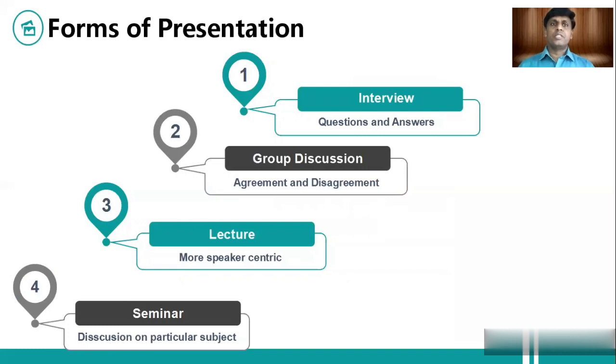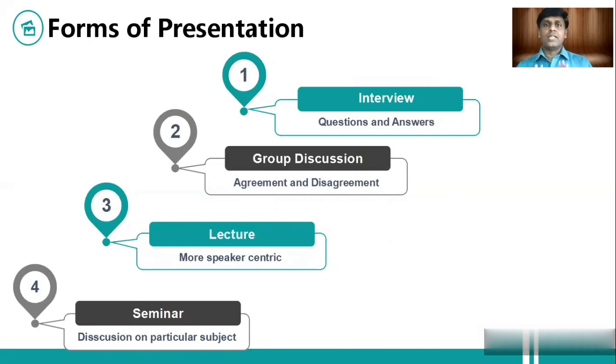Equally, form of presentation is important. When I am going to present myself either in interview or group discussion or maybe in lecture or seminar, I must know the form. The form of interview may be different from group discussion. The form of group discussion is different from lecture. Lecture is different from seminar. So what is the form?